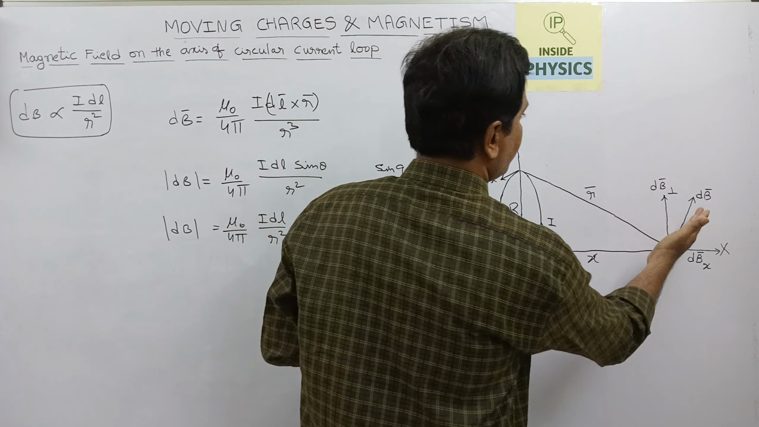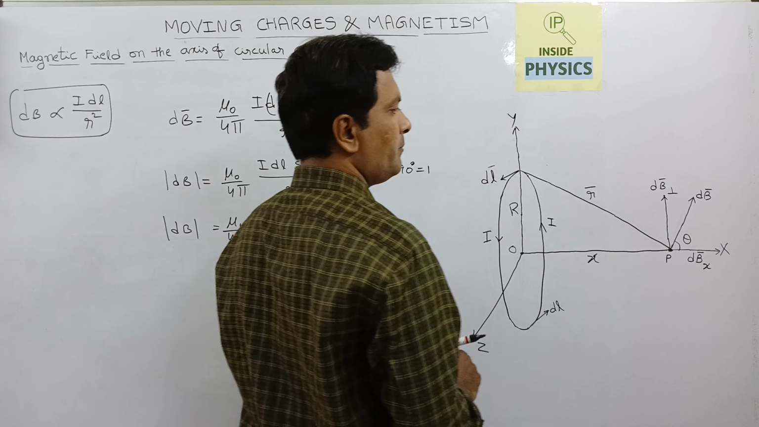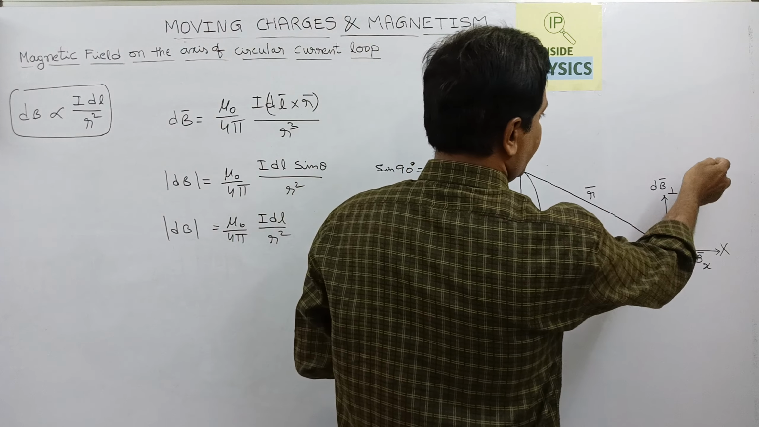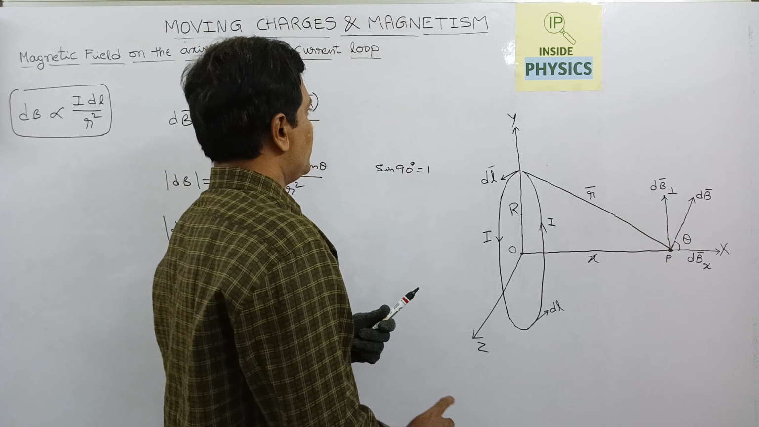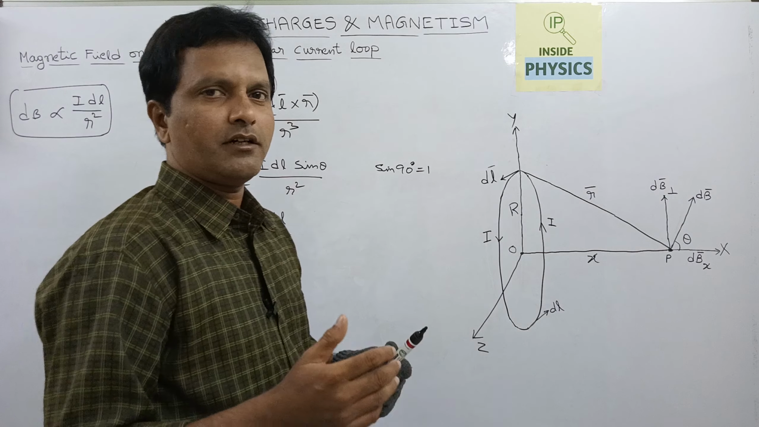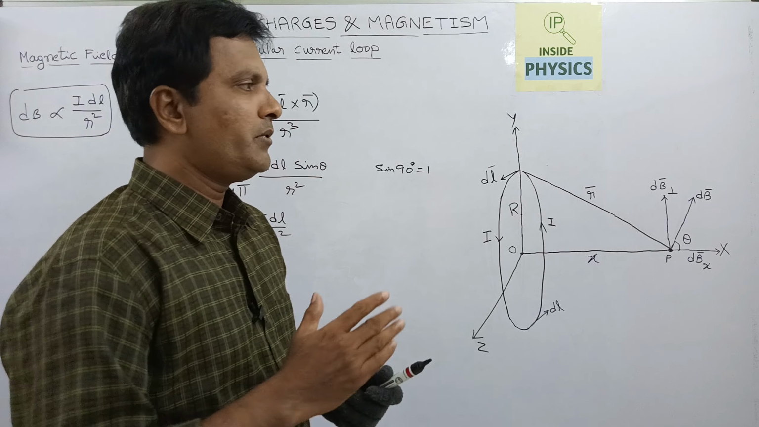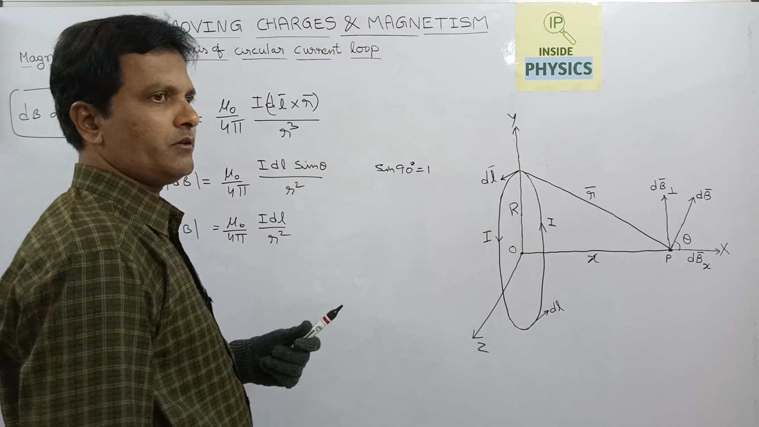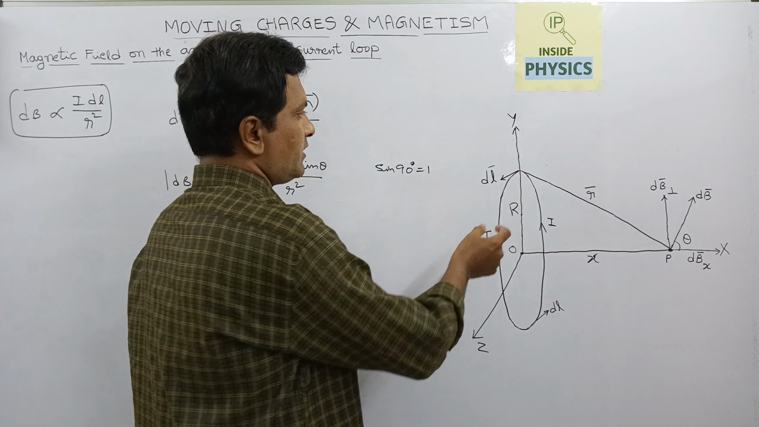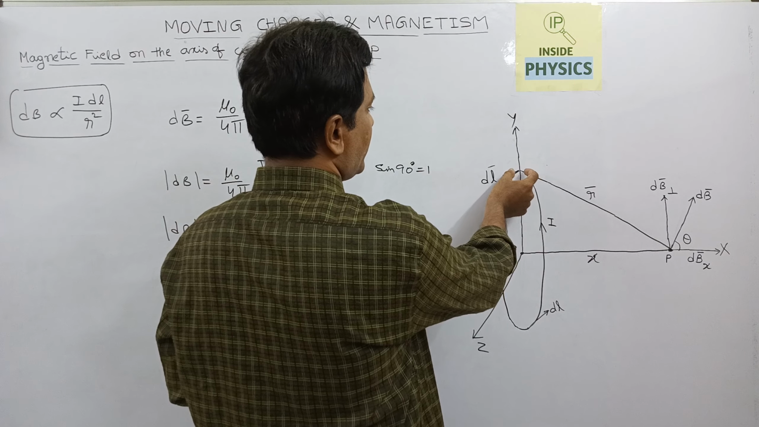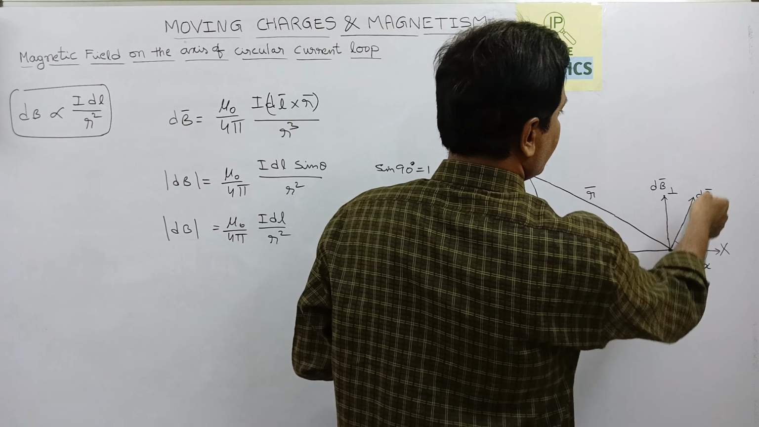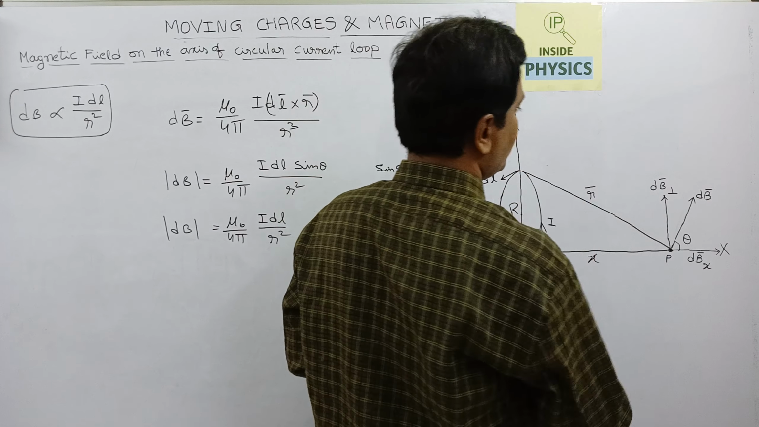So for that plane, the magnetic field will be perpendicular. How can we say that the magnetic field is perpendicular to this plane? When you take the cross product of two vectors, the resultant vector is perpendicular to the plane containing the two vectors. So according to the cross product of vectors, if we are taking the cross product of the current element and the position vector, the magnetic field vector is perpendicular to this plane.